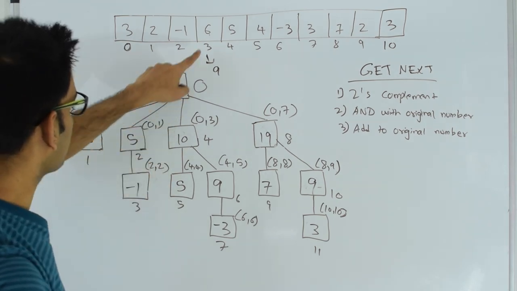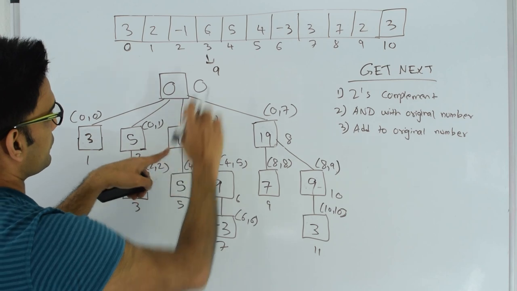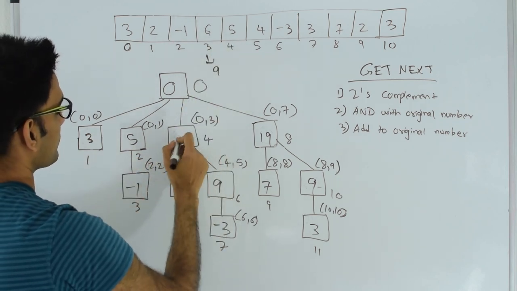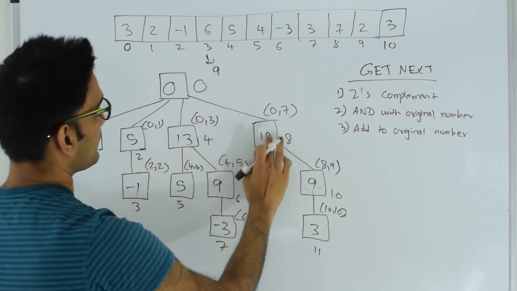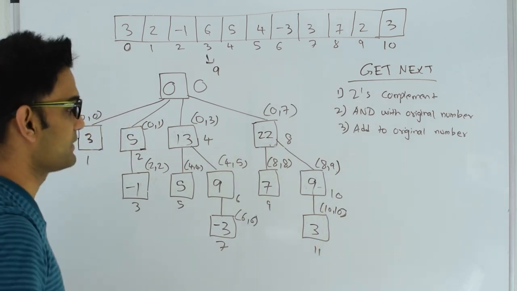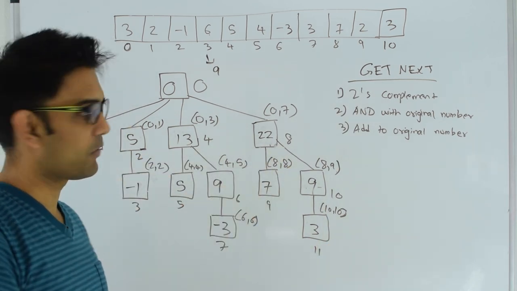So again, I start from 4. So 3 plus 1, 4. So the difference here was 3, so I add 3 here. So this becomes 13. Then 4's next is 8. So we go here, and then this becomes 22. And then 8's next is outside the range. So again, the amount of time it took to update any element will be O of log n.